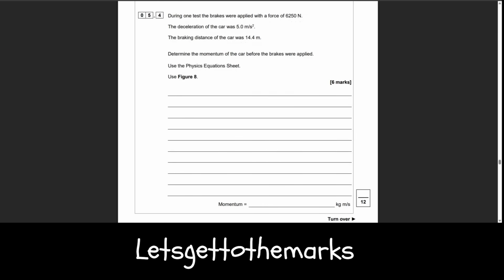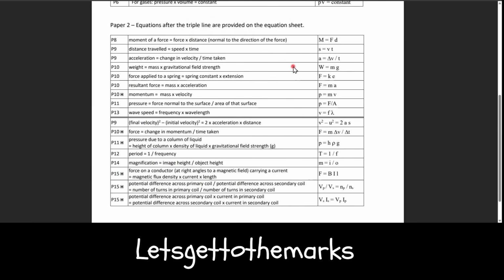Well, let's go to the equation sheet. This is an equation sheet from the school, but it has all the equations you need. So you'll get these in your exam. So momentum equals moment. No, we don't want that. Distance. No. Acceleration is changing velocity over time. Here we go. Momentum equals mass times velocity. So we need that in order to work out the momentum. We need mass times velocity. Yeah, we haven't been given either of those. So we need to work out mass and velocity in order to find this.